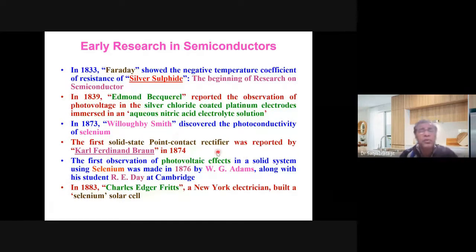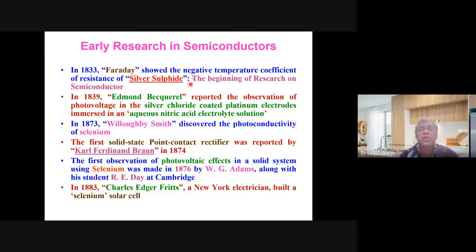Then, from the device point of view, the first one was reported by K.F. Brown in 1874. So that was the first solid-state point contact rectifier phenomenon, observed by Brown in 1874. And then contemporarily, the next point contact diode was reported by Sir J.C. Bose in 1900.